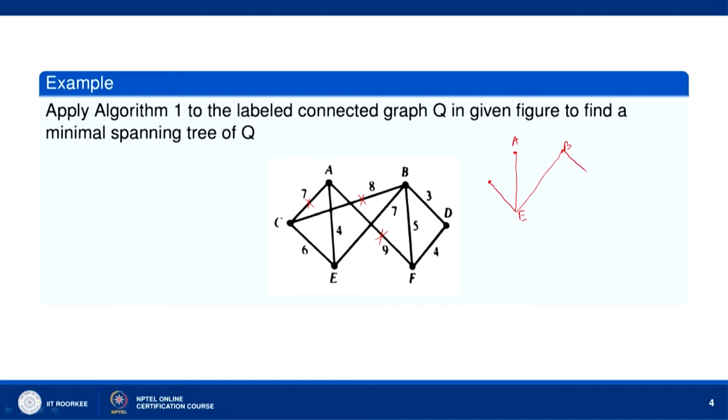Now, BD, BD, and we have BD, DF. We have this. Okay. So, what we are doing? We are deleting, see, we have deleted AC. Okay. This is AC. We have deleted AC. We have deleted AF. We have deleted BC here.